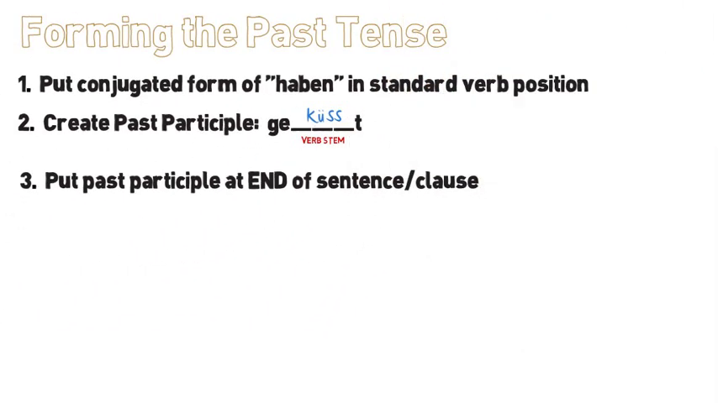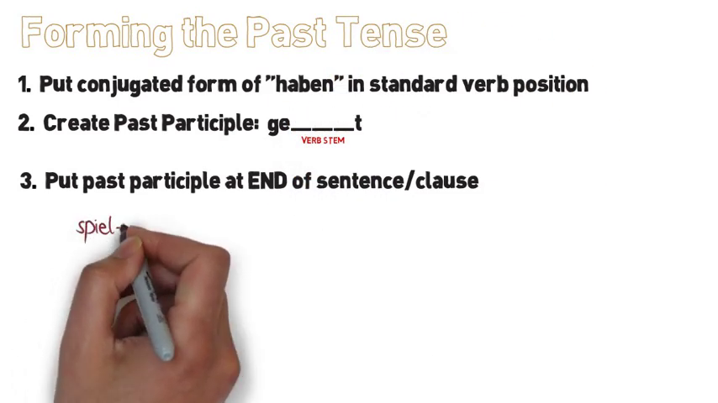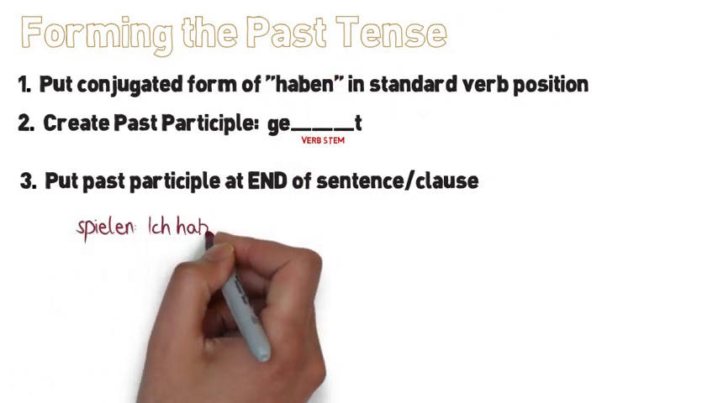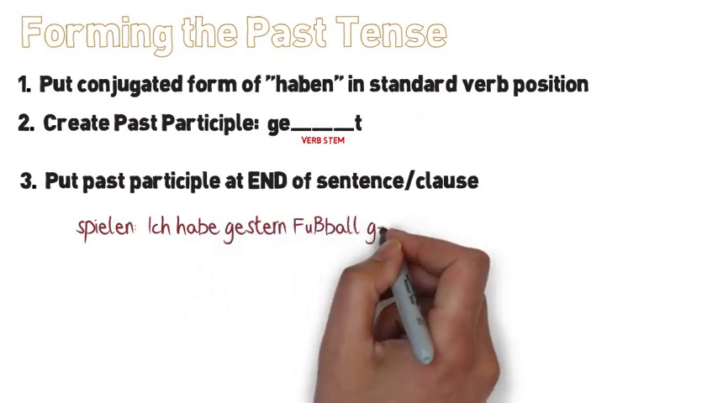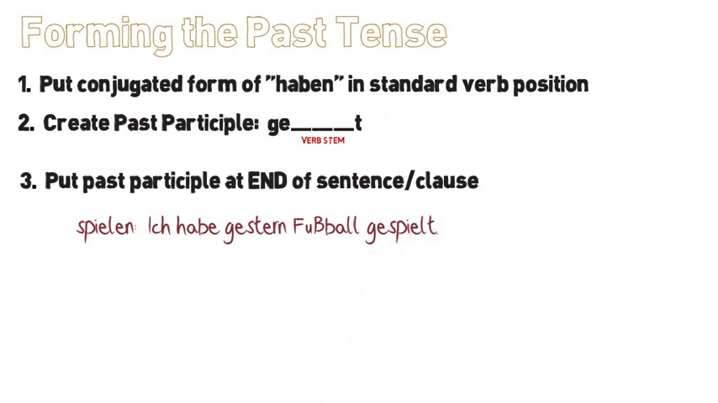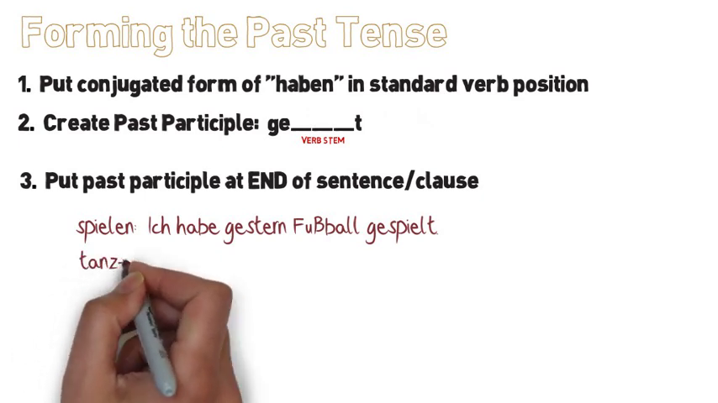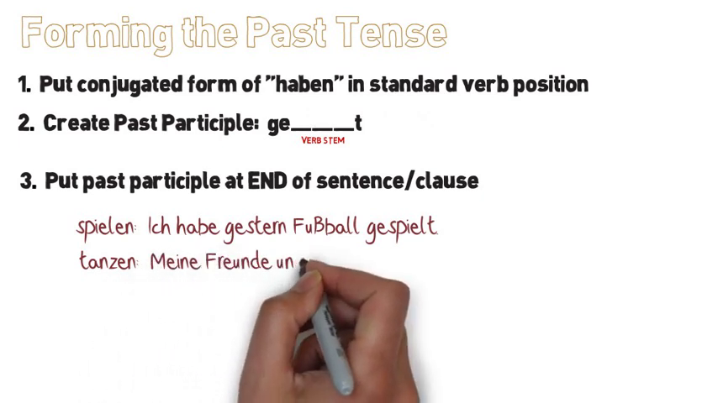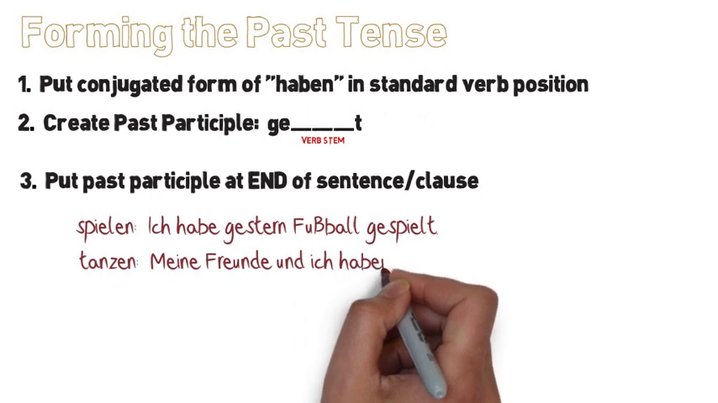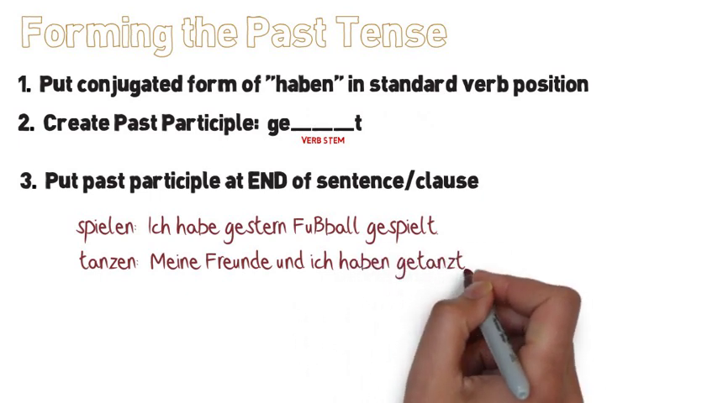Now let's see how this works in a full sentence. With spielen, one that we just saw, we would have a sentence like Ich habe gestern Fußball gespielt. The participle that we just made is at the end, and the conjugated form of haben is in second position. It works similarly with other verbs. For tanzen, for instance, we'd have meine Freunde und ich haben getanzt.